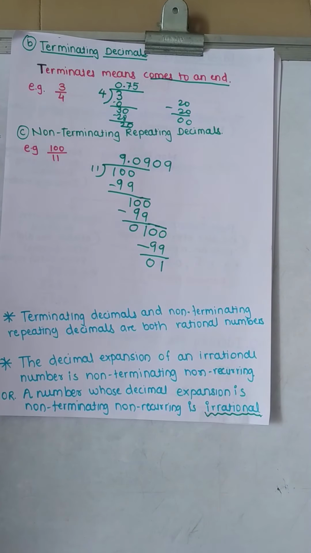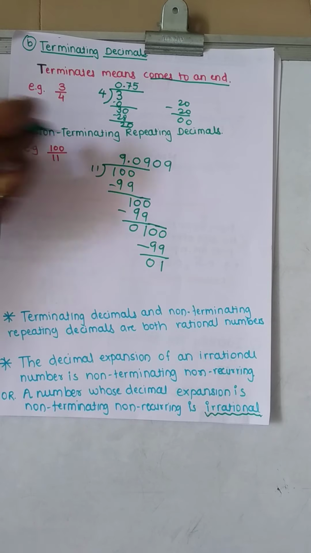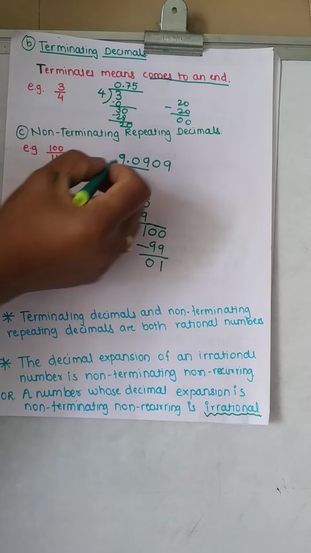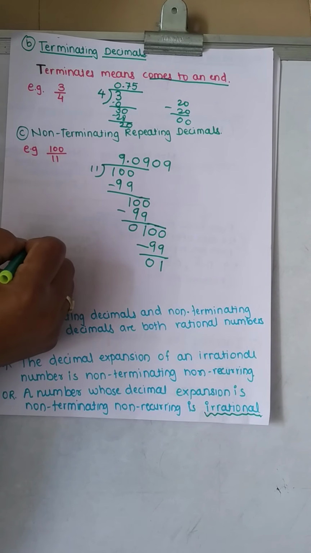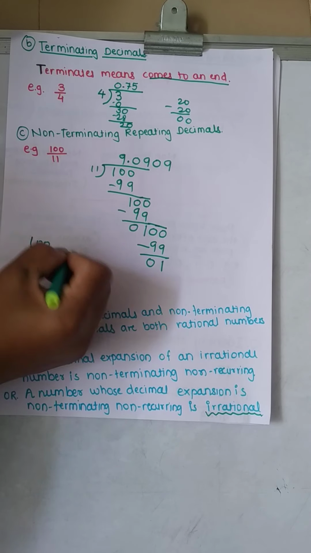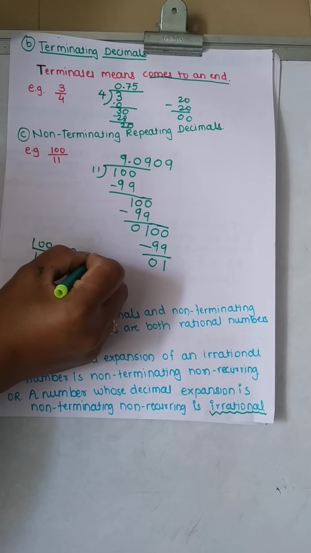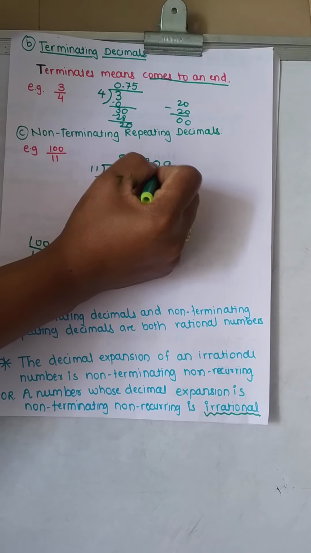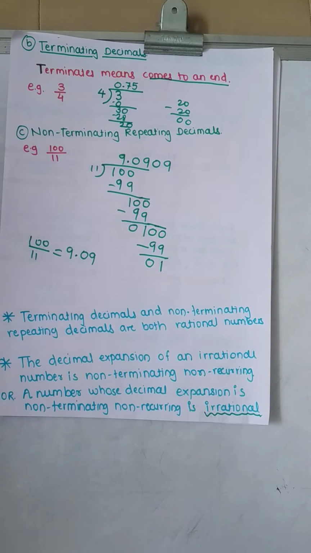So such a kind of decimal is called non-terminating. It goes on increasing, right? Now one more thing we have observed over here. It is non-terminating and it is a repeating decimal expansion, right? So I'll write here 100 divided by 11 equals 9.09. Do you see any specific pattern over here? This 09, again it has repeated, 09, 09. If you go on dividing, you will get 09, 09, 09 only.